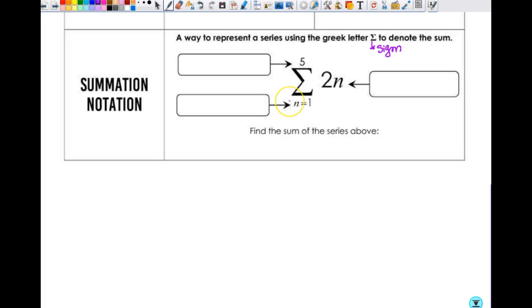It doesn't always have to start at 1. I could have the sum of the second term, all the way to the 5th or whatever. So this is the last term number. And this is the first term number. Okay. So this right here would just be whatever you're trying to use. So this is just the formula for the sequence.